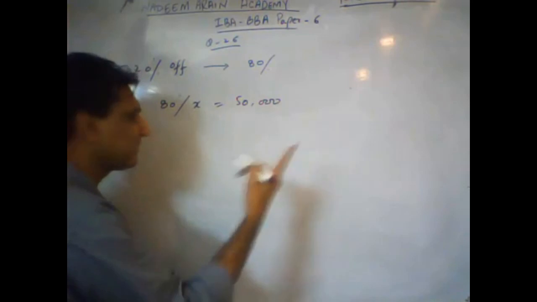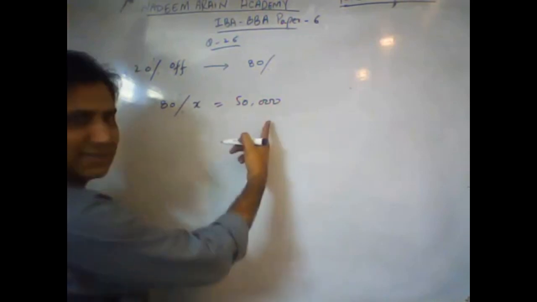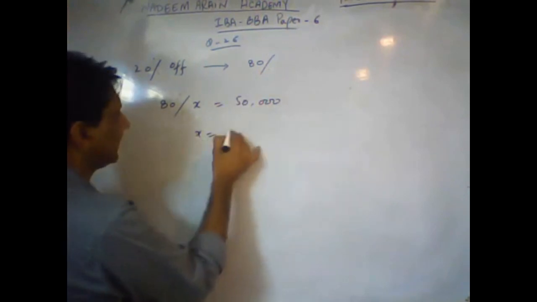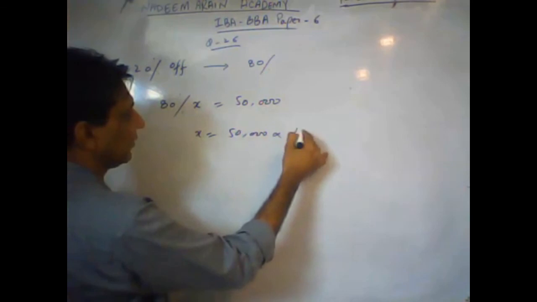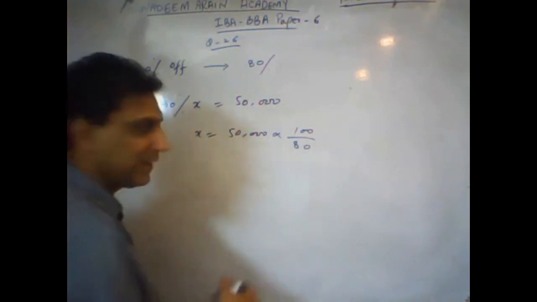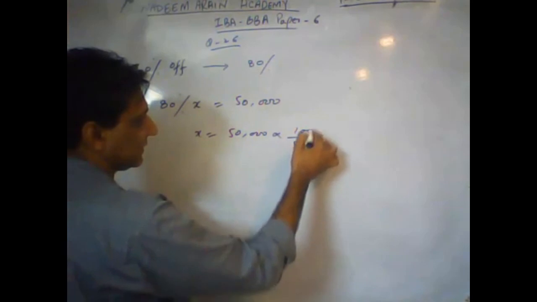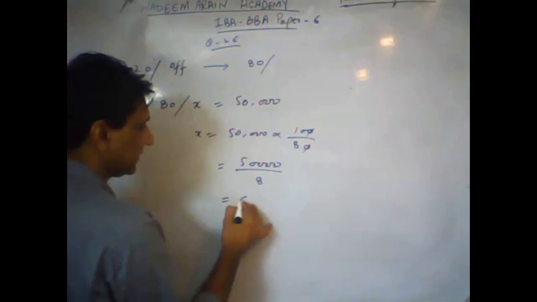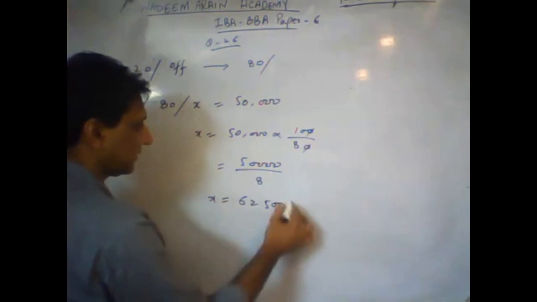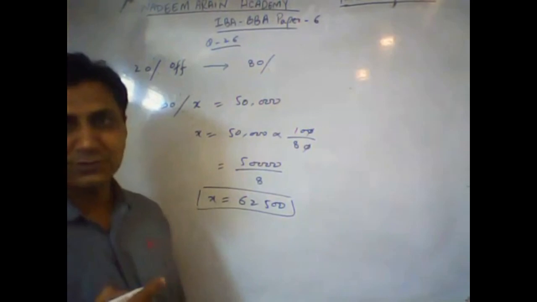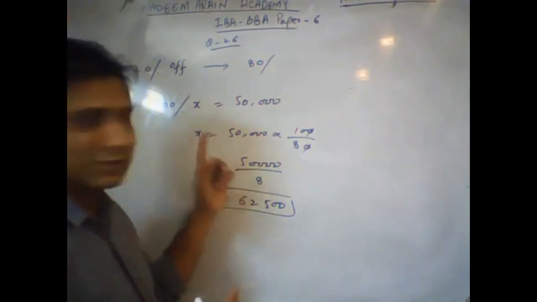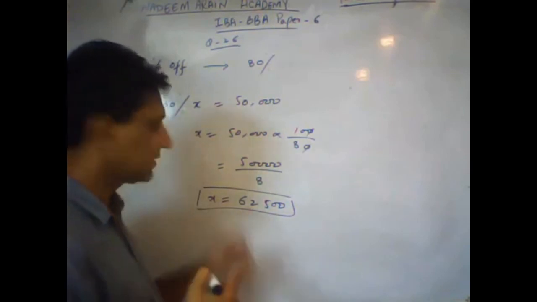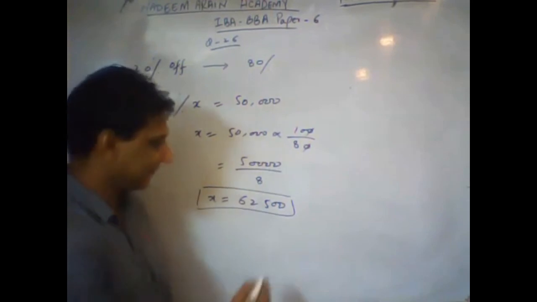What is the 100%? Some people do it as 80% is 50,000, 100% is X. That will also reduce to this. So 80 over 100 is 100 over 80. You can cancel this with this, so this will be 500,000 divided by 8. That will be 62,500. So the cost price before the discount offer was 62,500. That is option A. Thank you.